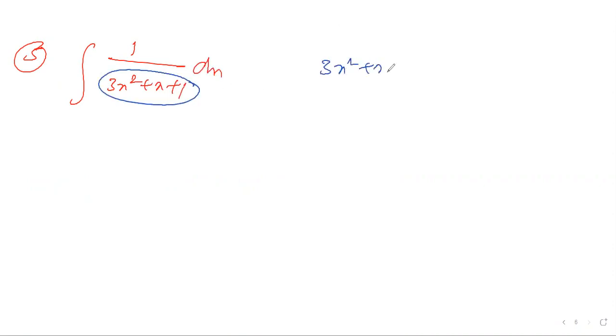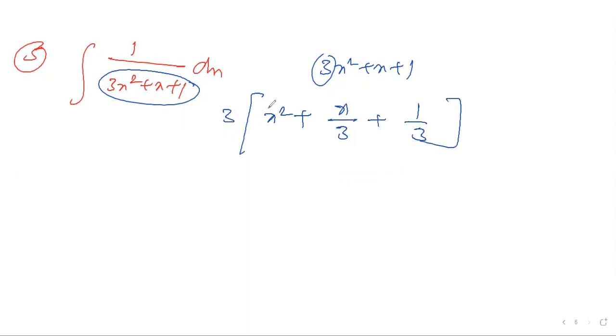3x square plus x plus 1. Step number 1: the 3 should not be available. Take 3 common: x square plus x by 3, plus 1 by 3. Clear? Now this is a square. Then 2ab is required, but 2 is not available, right? If 2 is not available, don't think you can't have it. You can create your 2. Very interesting. You can create the 2 as 2 by 2 if 2 is not available. So simple. Next, you should take 3 common.